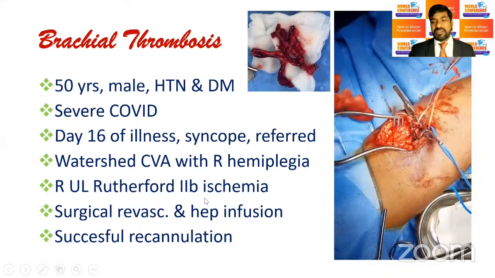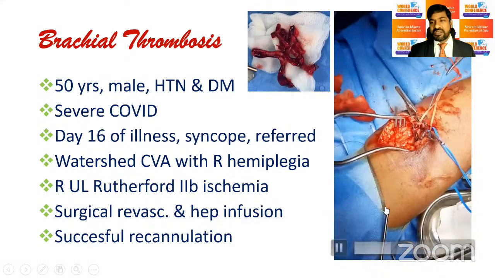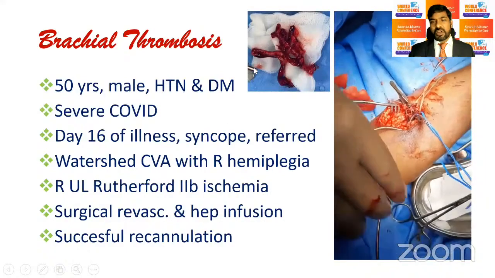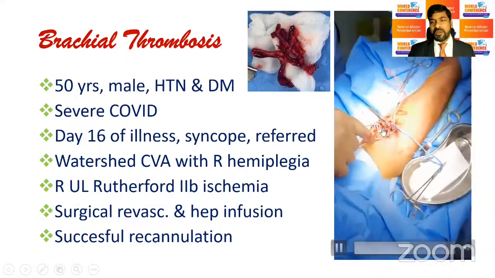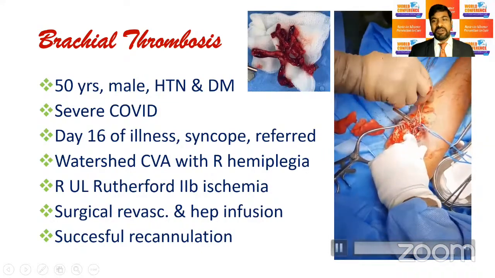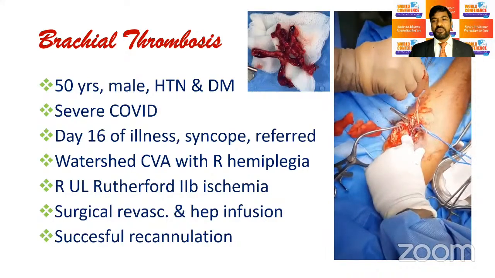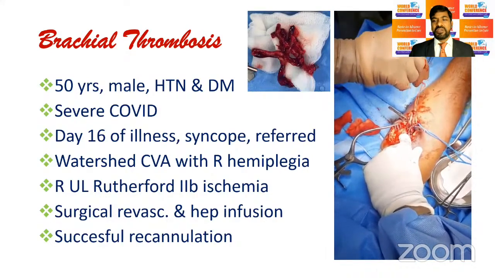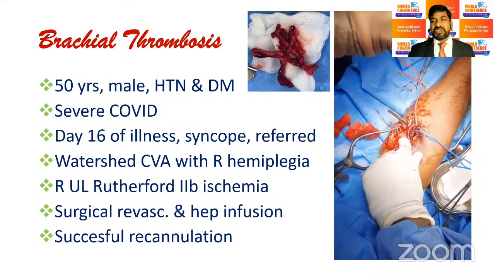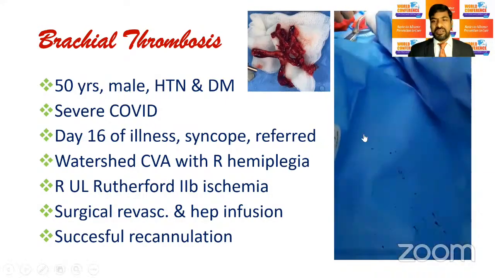He was taken up for urgent surgical revascularization. What you see here is an open exposure of the brachial artery with delivery of the clot. This is the clot. Okay, so quite a significant length of the clot is being delivered. Post revascularization, we had him on heparin infusion, and this was a successful revascularization. He tested negative for vasculitis syndromes.